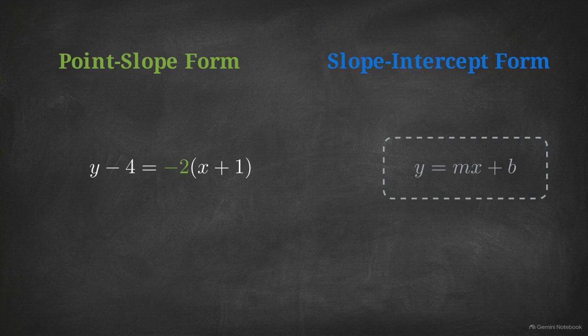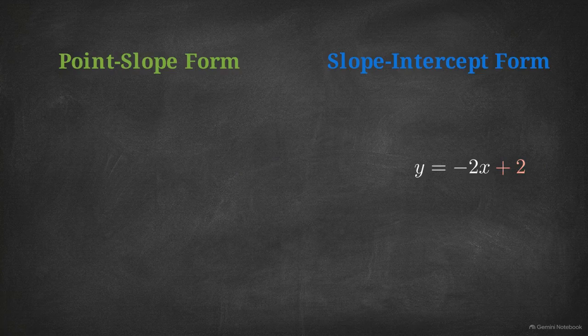If your answer looks different, we can convert our point-slope equation into the classic slope-intercept form, y equals mx plus b. We start by distributing the slope value across the terms inside the parentheses. -2 times x and -2 times 1 gives us -2x minus 2. Finally, we isolate the y variable by moving the constant over to the opposite side. Adding 4 to both sides gives us the final equation, y equals -2x plus 2.